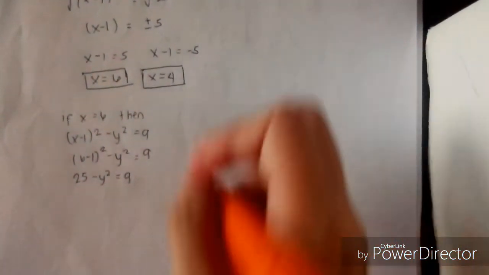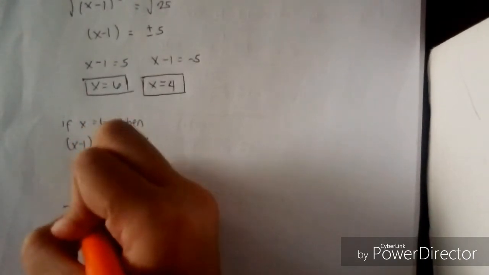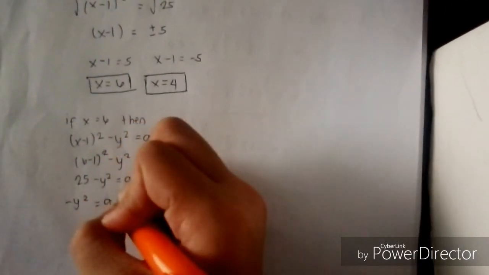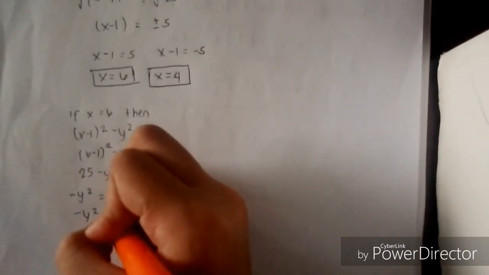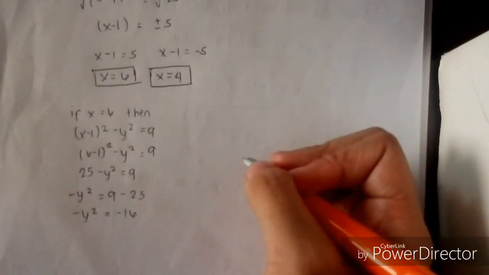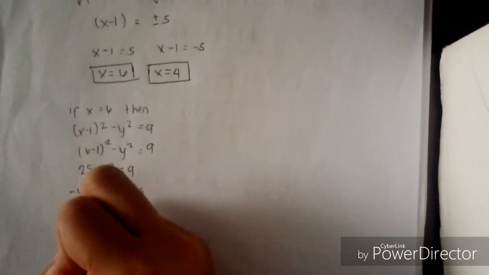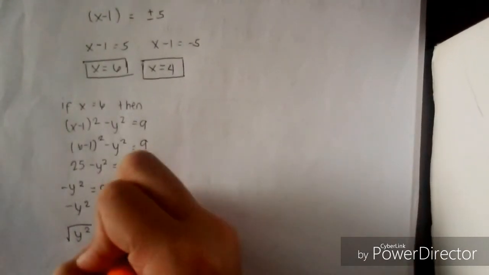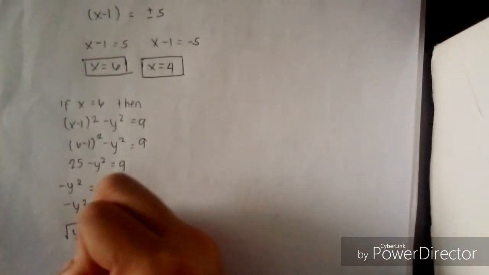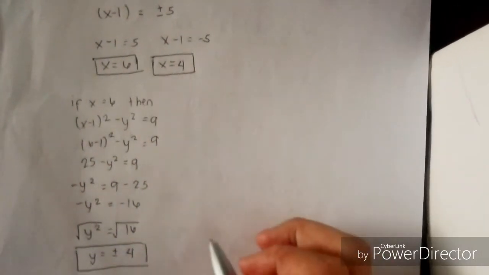And we transpose the 25 to the right, leaving the negative sign on the y squared. This will result in negative y squared equals 9 minus 25. The answer will be negative y squared equals negative 16. Again, we will remove the second power using the radical sign. So y squared equals 16, the square root of 16, will be y equals positive and negative 4. This is the answer for our first x.